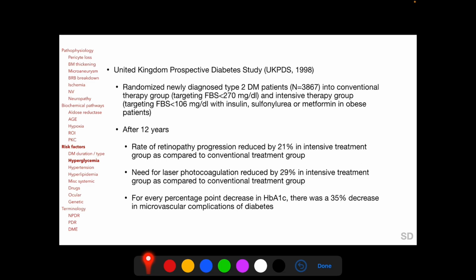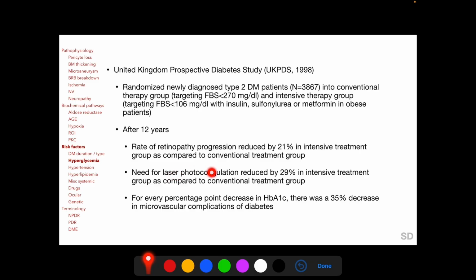The UKPDS, or the United Kingdom Prospective Diabetes Study, randomized newly diagnosed type 2 DM patients into a conventional therapy group and an intensive therapy group. The conventional therapy group had a target fasting blood sugar of less than 270 mg per deciliter, and in the intensive therapy group, the target FBS was less than 106 mg per deciliter. After 12 years of the UKPDS study, the rate of retinopathy progression reduced by 21% in the intensive treatment group as compared to patients in the conventional treatment group.